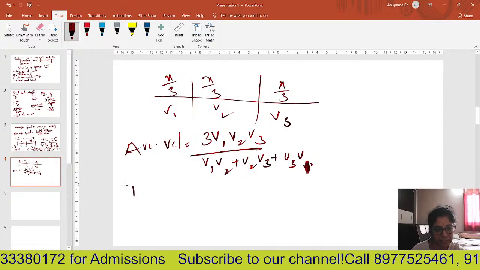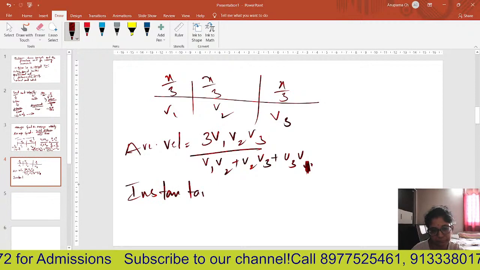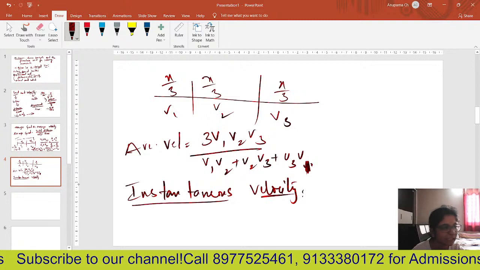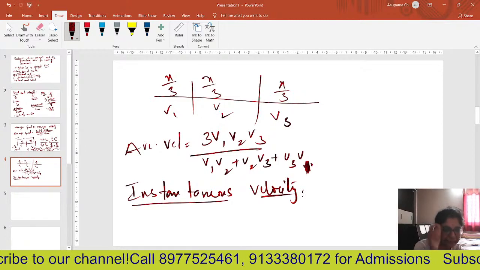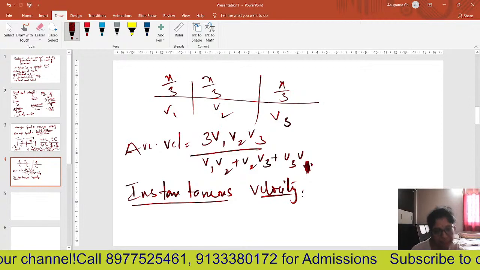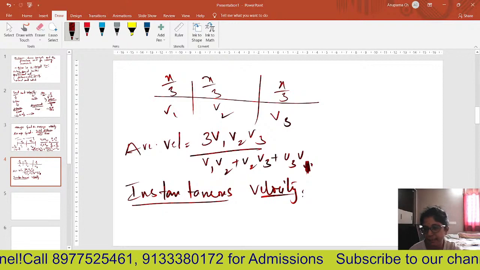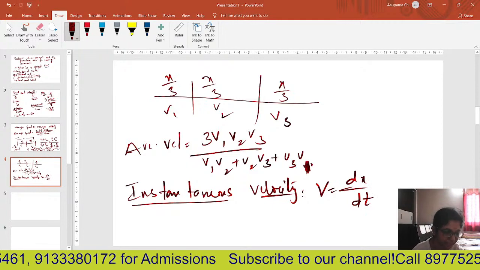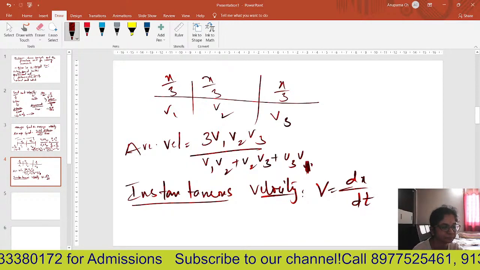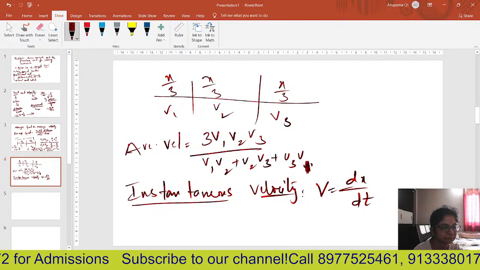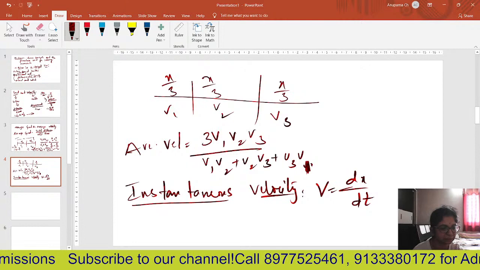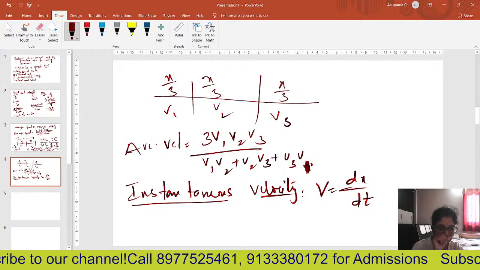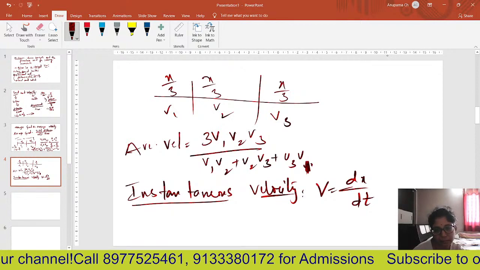And the next one we have is instantaneous velocity. Instant means at that particular instant, at that particular time. Instantaneous velocity is given by v is equal to dx by dt. You know what is dx by dt? Differentiation. I hope you know this, isn't it? I mean, the differentiation part, right? So v is equal to dx by dt.